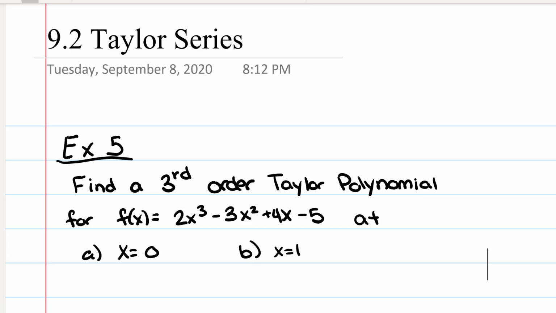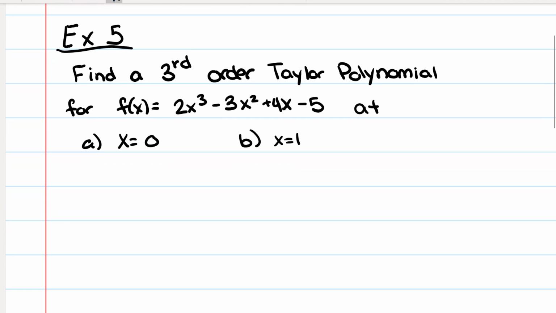9.2, example 5. In this example, we're going to look at finding a third-order Taylor polynomial for f of x equals 2x cubed minus 3x squared plus 4x minus 5 at x equals 0 and at x equals 1. So here we go. For part A, we're trying to find the third-order Taylor polynomial, which means we want a power of 3 when x equals 0.